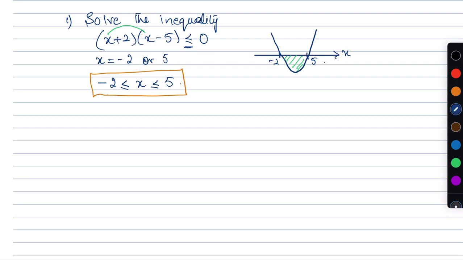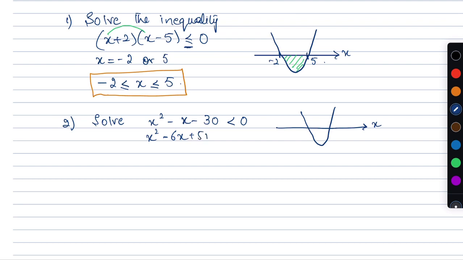Let's solve another question. Solve x² − x − 30 less than 0. Again, a quadratic expression which needs to be less than 0. The coefficient of x² is positive, so I have a minimum turning point curve, and I can have the x-axis. The next thing is to find the x-intercepts. The factors of −30 are −6 and +5, so (x − 6)(x + 5) is less than 0, and I can solve it further.